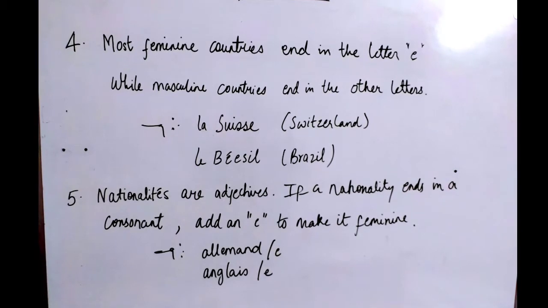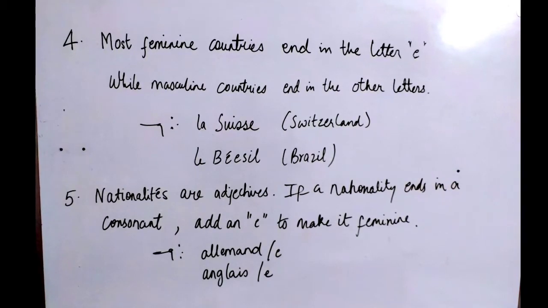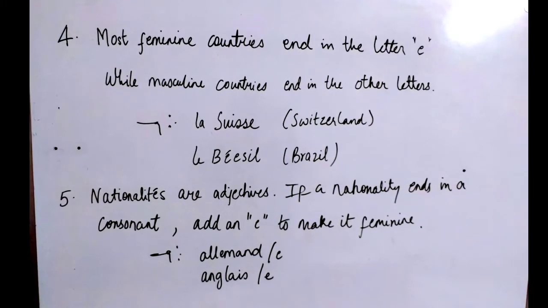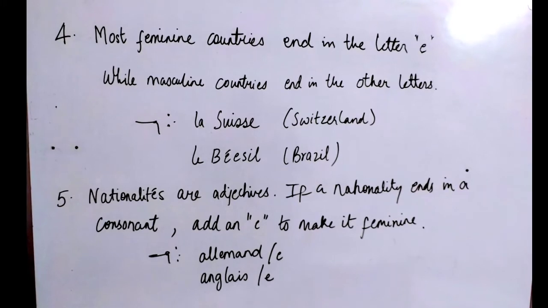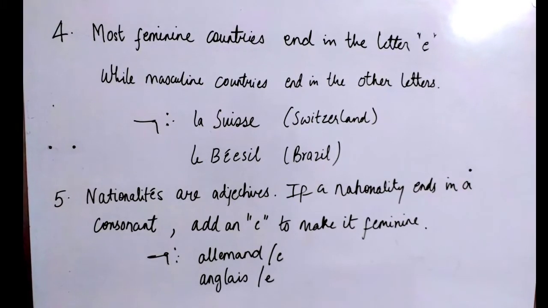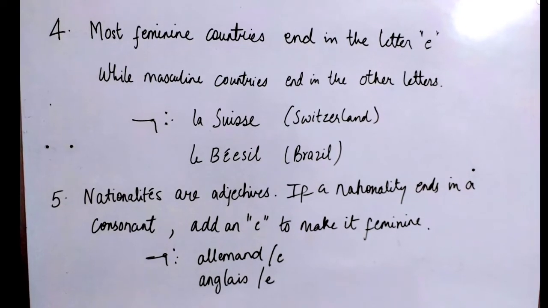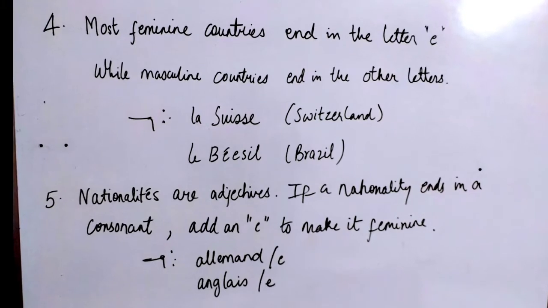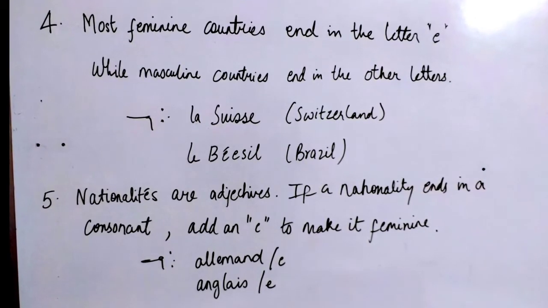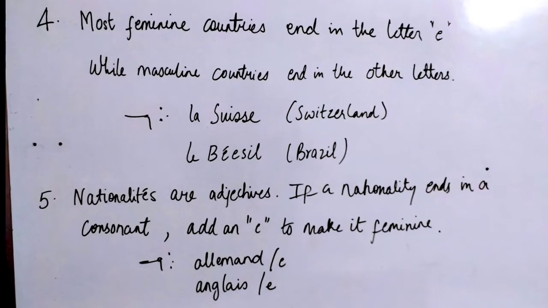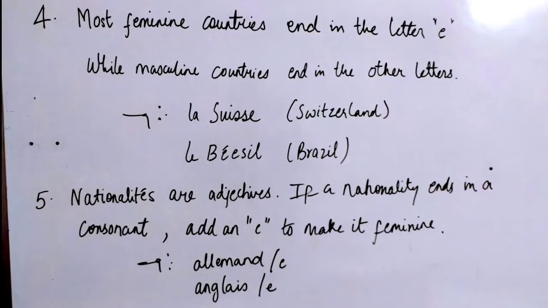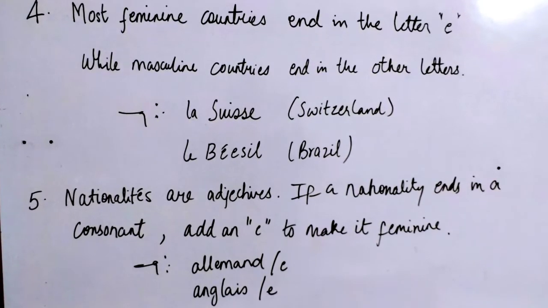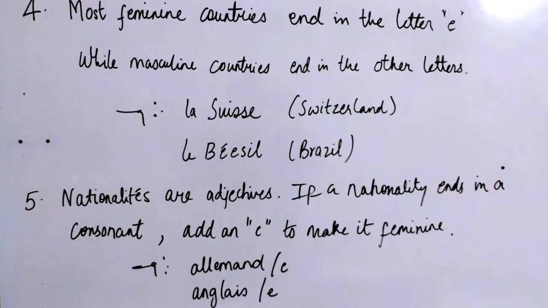Now, another point is that nationalities are adjectives, which I told you in the beginning. So, if a nationality ends in a consonant, consonant means letters which are not vowels, add an e to make it feminine. So although these are adjectives, suppose that any nationality's last letter is a consonant, just add an e to make it feminine. Examples are anglais, anglaise, and allemand, allemande.